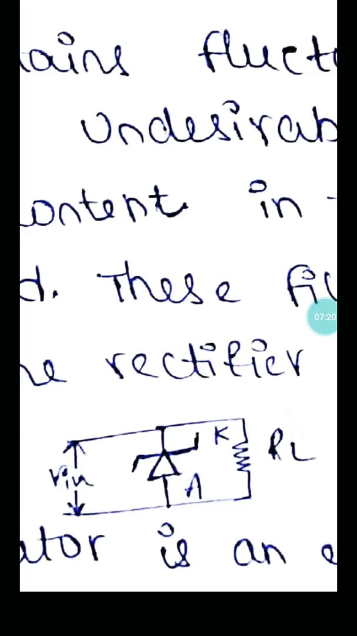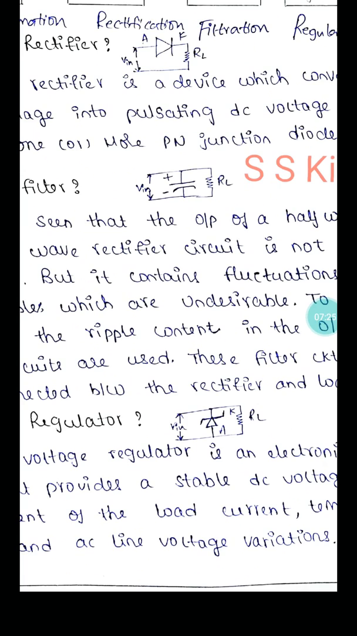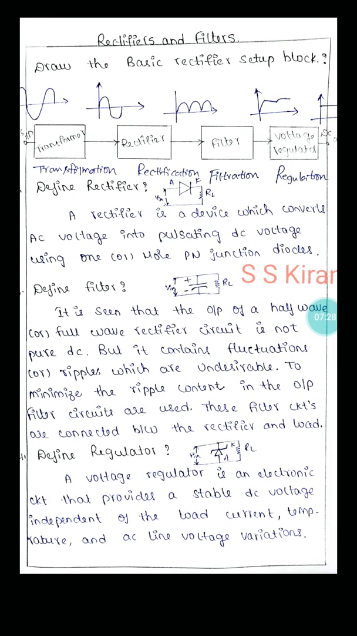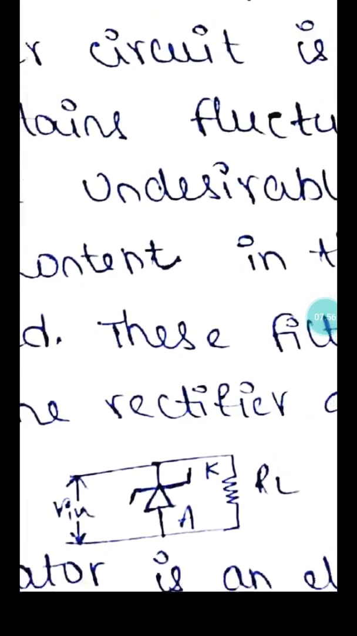What can a regulator do? It maintains a constant or stable voltage independent of the load current, temperature, and AC line voltage variations. At the output of any circuit, a voltage regulator maintains a constant DC voltage, independent of the load current and temperature. Okay, this is the definition of the regulator. You can draw circuit diagrams also, right?